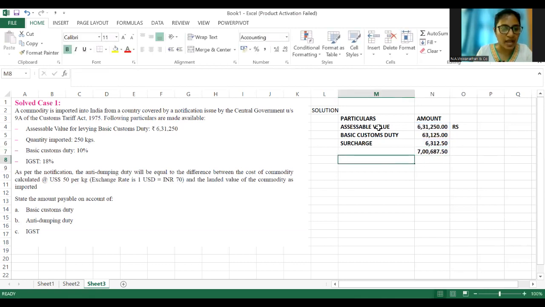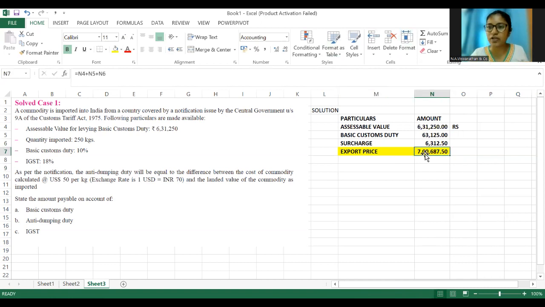7,06,087. Now, as per the notification, anti-dumping duty will be equal to the difference between the cost of commodity calculated at $50 per kg and exchange rate being 70. So what we have arrived at now is our export price. This is the price at which the product has come into India post all the taxes at normal rates. And on this we will add IGST.